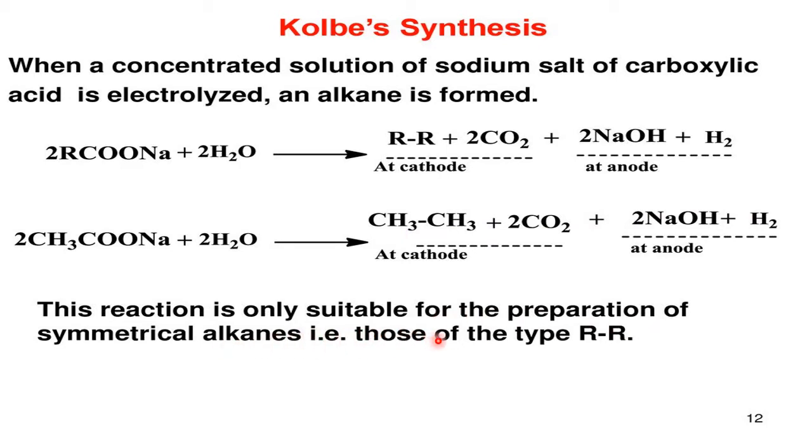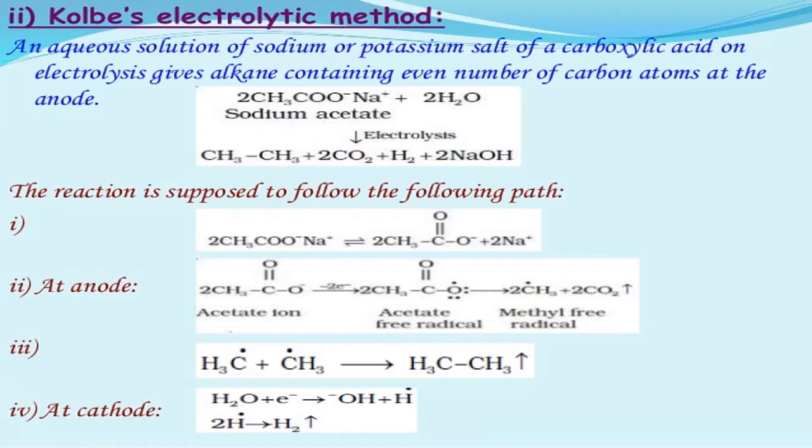This reaction is only suitable for the preparation of symmetrical alkanes, that is, those of the type R-R. CH3-CH3, C2H5-C2H5, easy to prepare. Now we'll see the route by which it happens. First, 2CH3COONa and 2H2O solution is made. Then an electric current is passed.